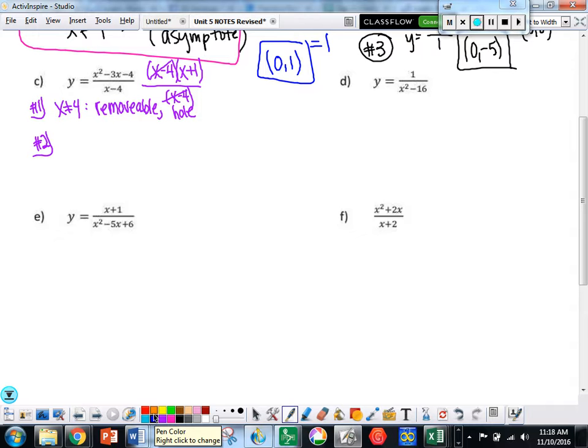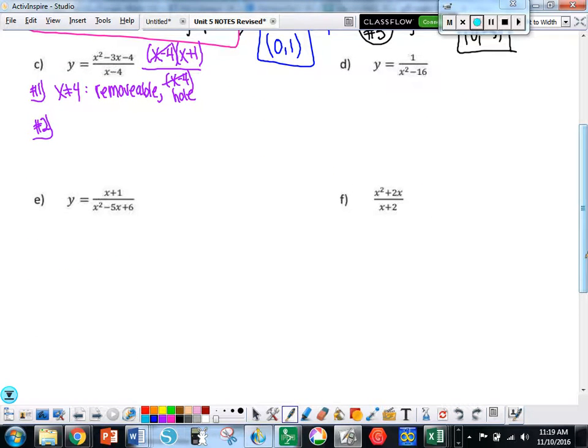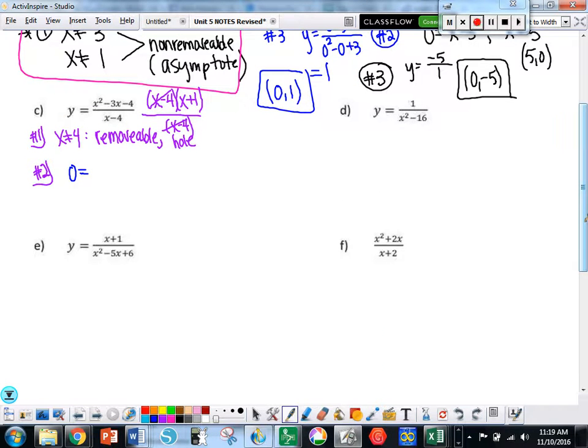Number 2. If I want to, what's number 2? X-intercept. If I want to find the x-intercept, what do you do? Yeah, 0, and we only care about the what? The top. Why? Now, when I write this top, how should I write it? This is the first time we've seen something like this. Everything so far has been linear, right? So that x has been easy. But I got a quadratic here. So should I write the quadratic, or should I write the factored version of the quadratic? Yeah, factored version.